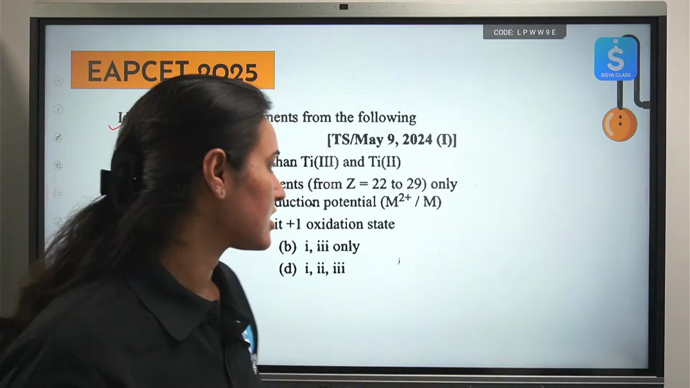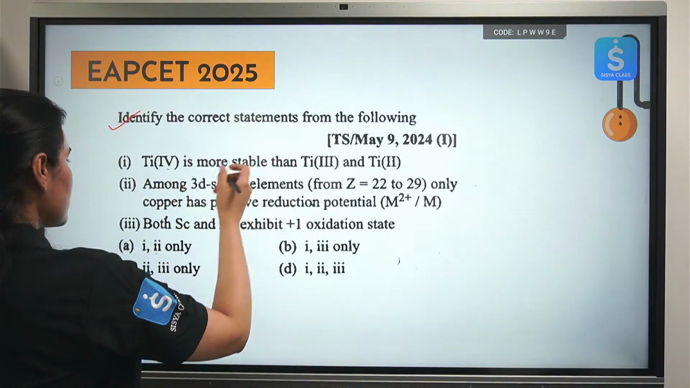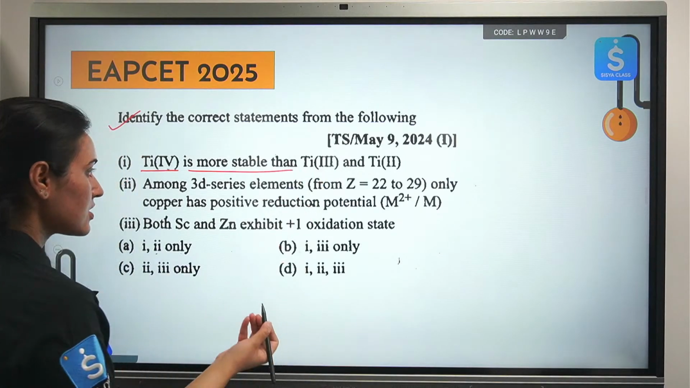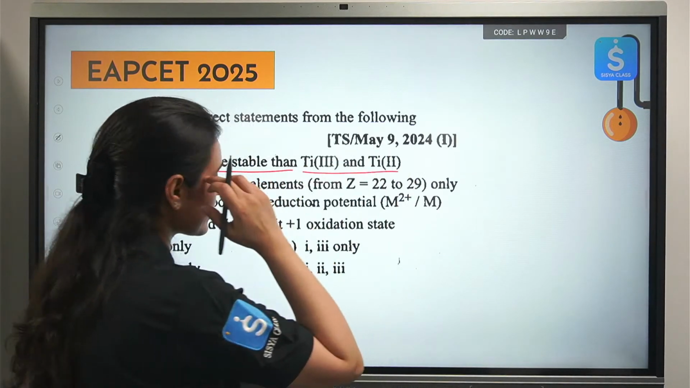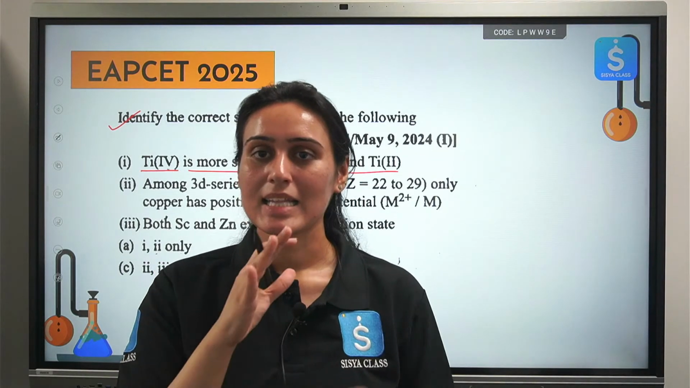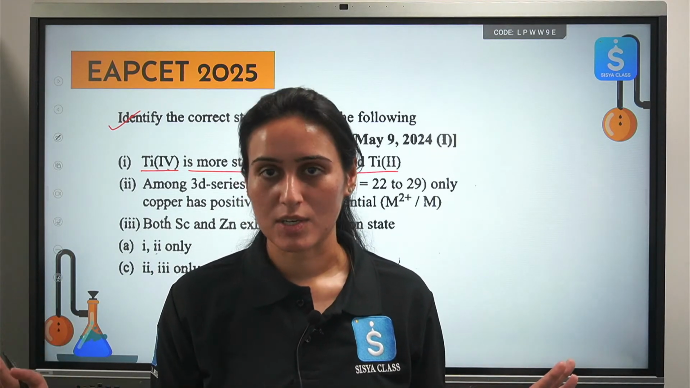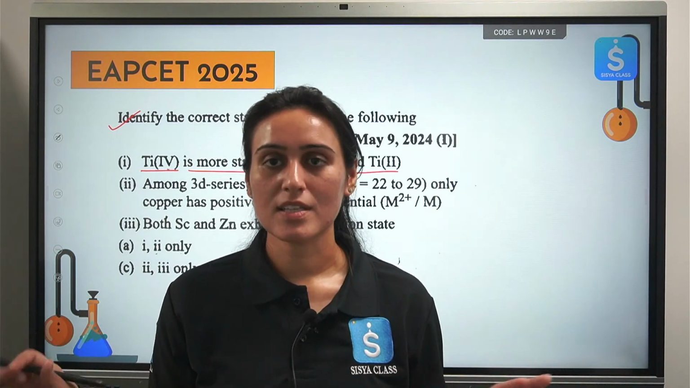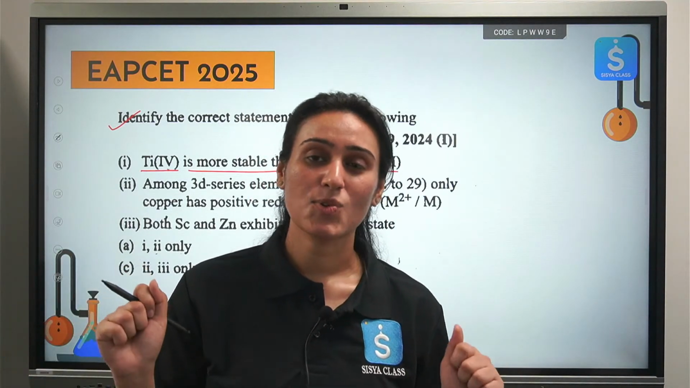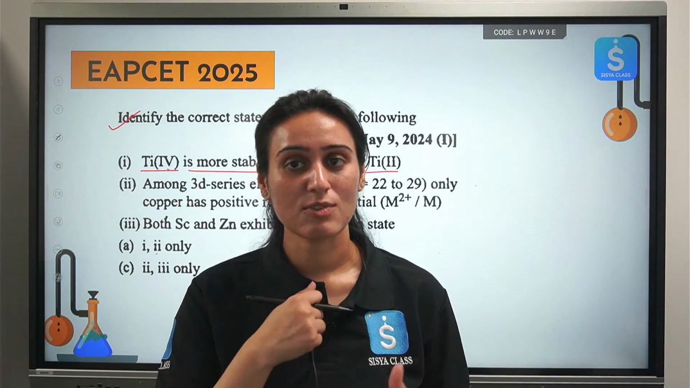Read the question. Identify the correct statements from the following. Titanium in 4+ oxidation state is much more stable than titanium in 3+ or 2+ oxidation state. First of all, you must remember the 3d series of d block. In order to solve the question, you must remember the 3d series, you must know their atomic number, you must know their electronic configuration. Then only you can solve this question.